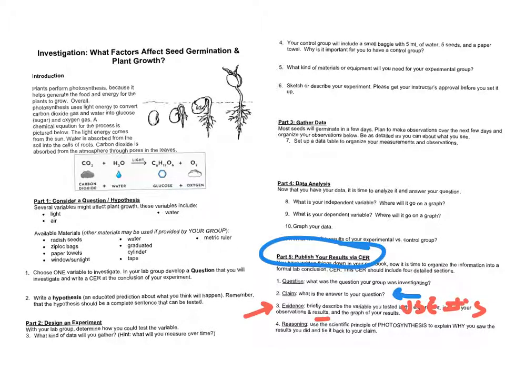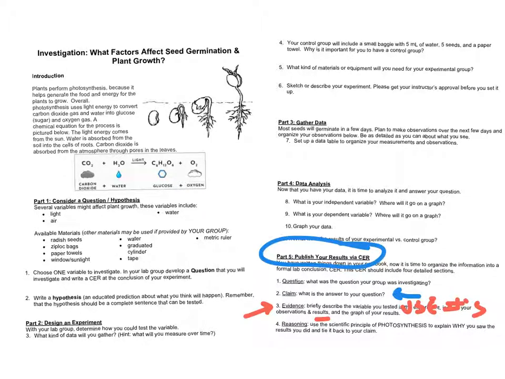Evidence, you need to briefly explain what you did in the lab, very briefly. We're talking 1 to 2 sentences. And then you also need to make sure that you use your numbers from your results in your evidence.